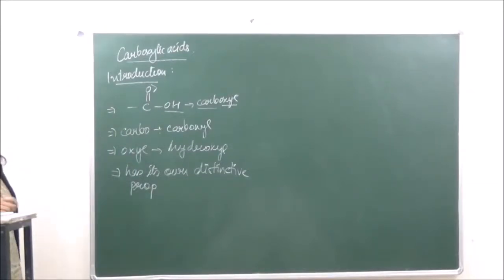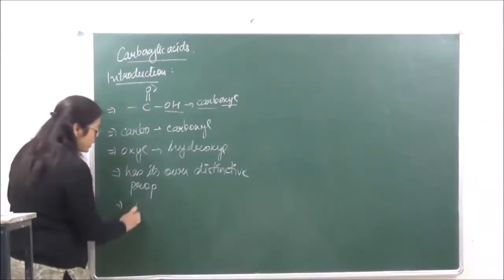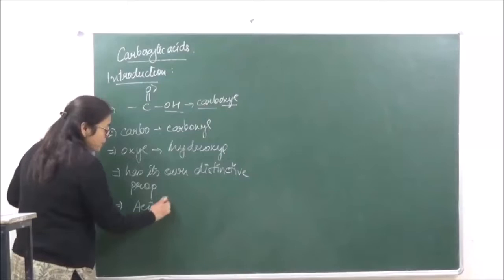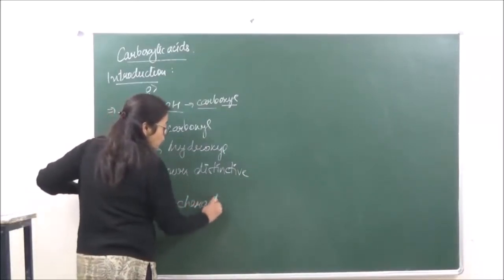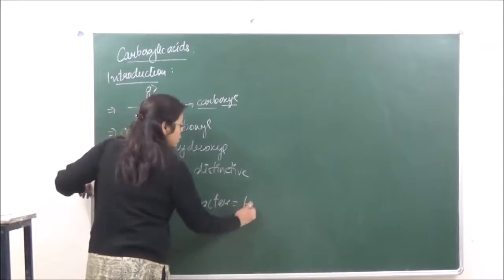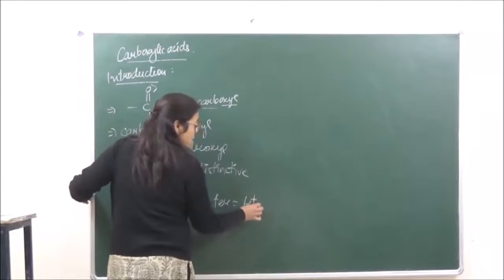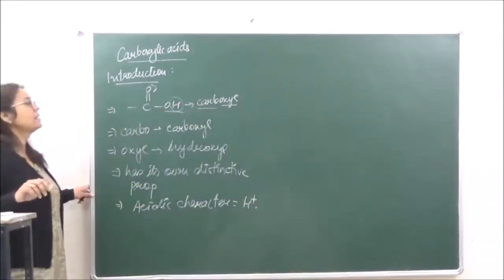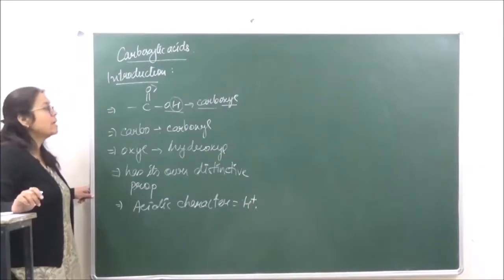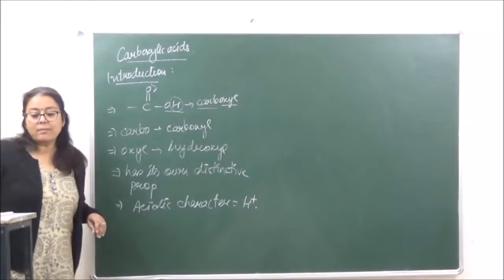The acidic character, which is the most important property and the most common property of the carboxyl group, is due to the H positive, or the hydrogen ion, which is present in the carboxyl group. So the more easily this H is released, the more acidic the character is going to be, which we will study in the coming section.